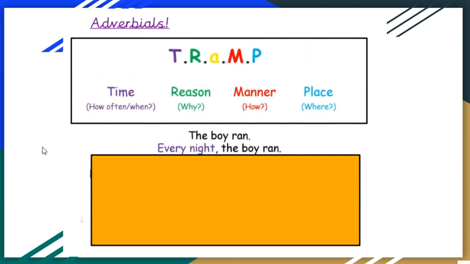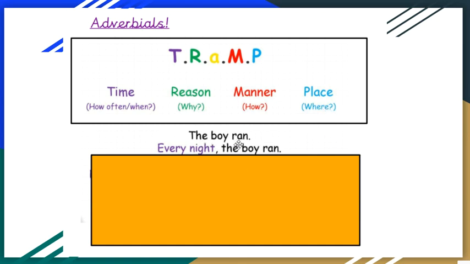So here are some examples of some adverbials, and using this can help us remember different ways that we could do adverbials. So we can use adverbials to explain how often and when, so for time, to explain why, so to give a reason, or to explain how, which is manner, the manner that something happened, or where, which is the place.